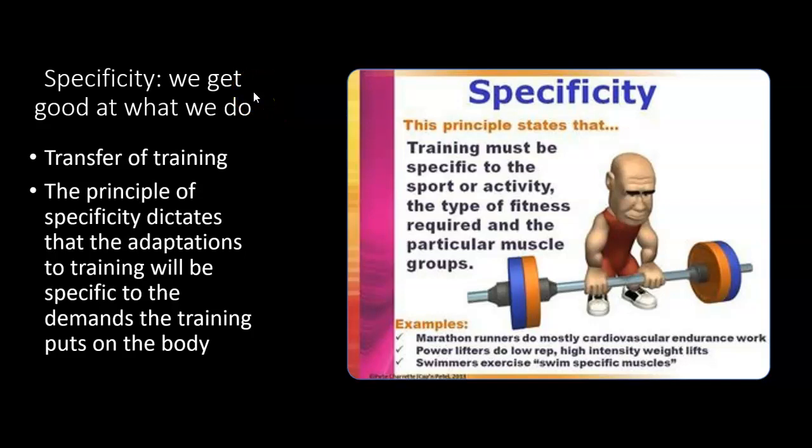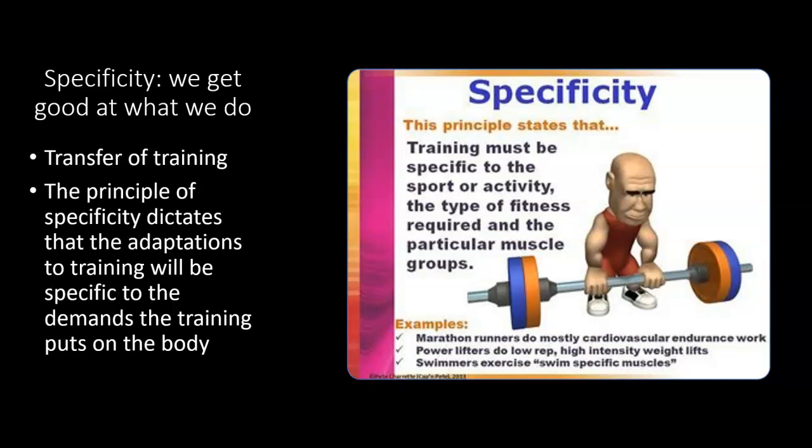We'll start out with the principle of specificity, and this just means we get good at what we do. The principle of specificity states that training must be specific to the sport or activity, the type of fitness required, and particular muscle group. So how do we actually make training specific? The principle of specificity dictates that the adaptations of training will be specific to the demands the training puts on the body. So how do we make training specific?